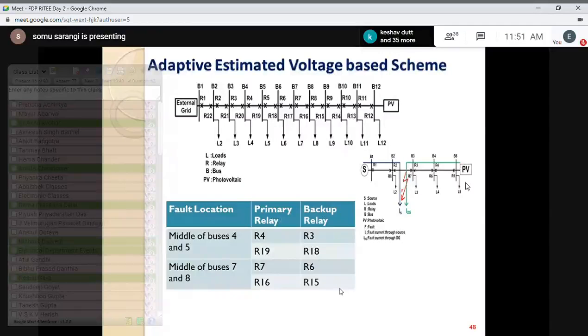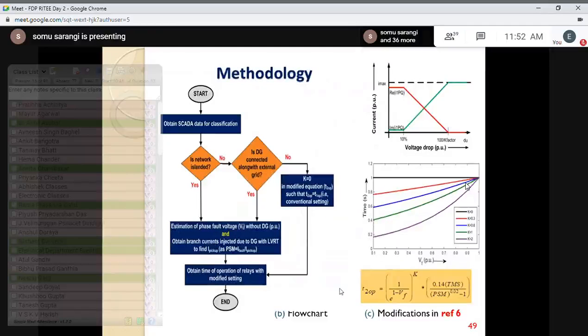The second technique we have used is called estimated voltage based gain. It means that in the first case we have estimated the current, and in the second case we have estimated the voltage, so we have included the voltage in our methodology. As you observe, in the earlier case we had TOP equal to 0.14 into TMS divided by PSM to the power 0.02 minus 1. However, in case of this fault, this voltage will definitely be affected.